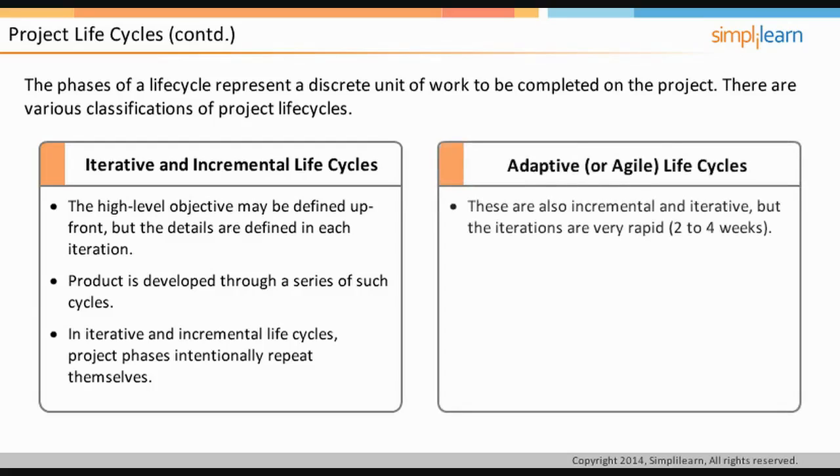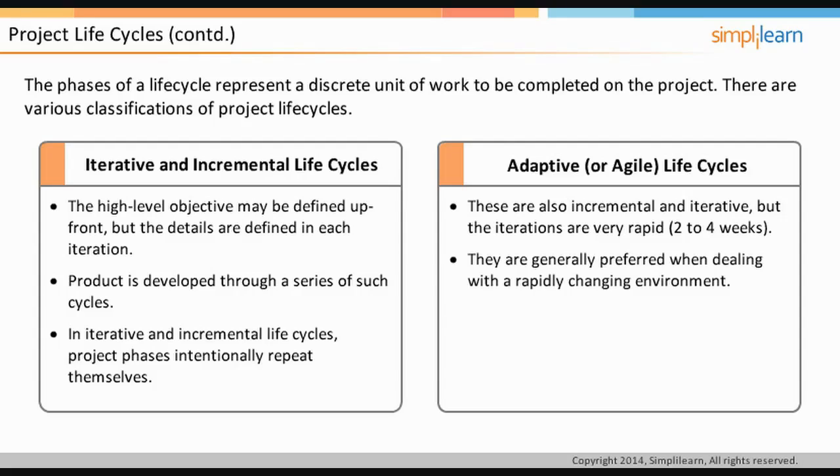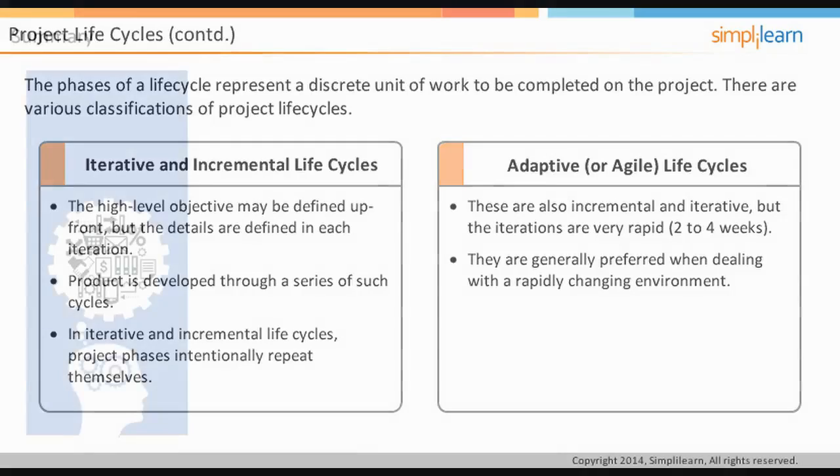Adaptive or agile life cycles are variants of incremental and iterative life cycles where iteration is very short, typically 2 to 4 weeks. Agile methodologies are becoming very popular in the software development industry and in other industries where the requirements are highly changeable and frequent feedback is beneficial. Let us now check your understanding of the topics covered in this lesson.